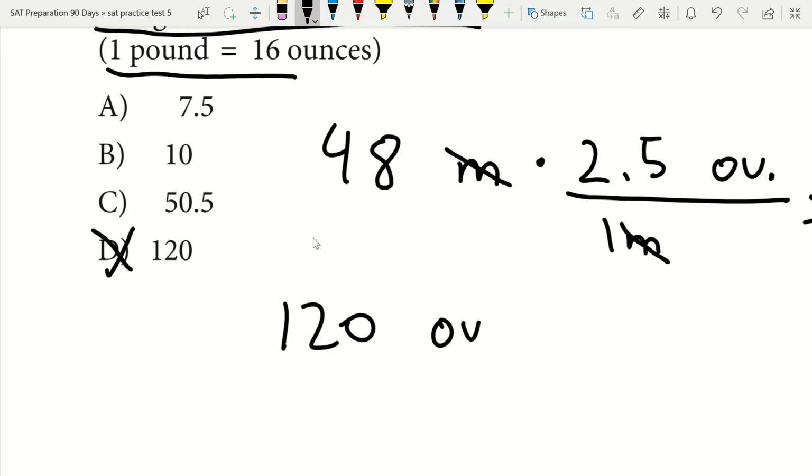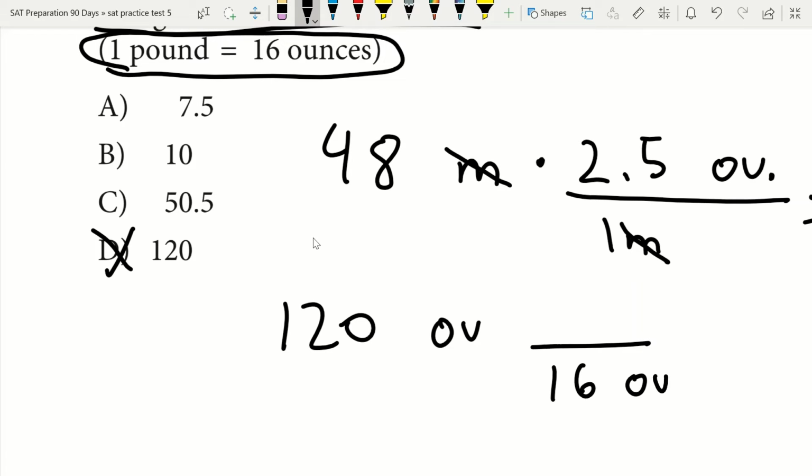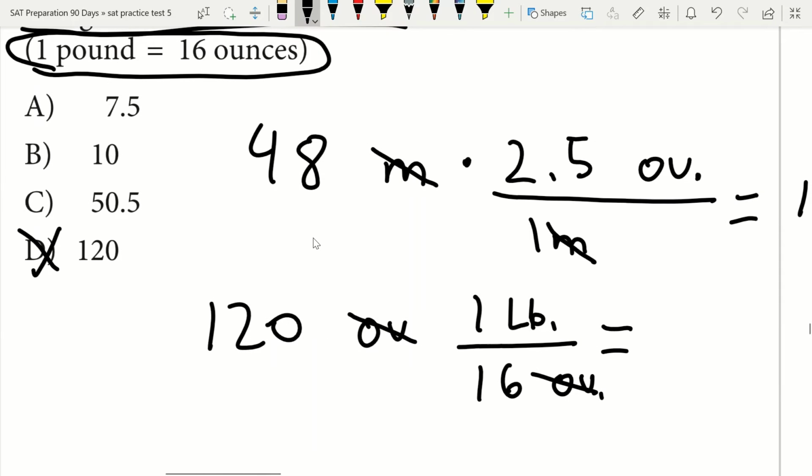Now we're told that 1 pound is equal to 16 ounces. So then we're going to multiply with our ounces on the bottom to cancel our ounces. So we know that 16 must go on the bottom, and we must have 1 pound on top. When we do that, our ounces are going to cancel, and we're going to have 120 over 16, which will leave us with 7.5 pounds as our answer. Okay, so that is how you can use canceling units to make sure you're getting to your correct answer. So our answer there is going to be A.